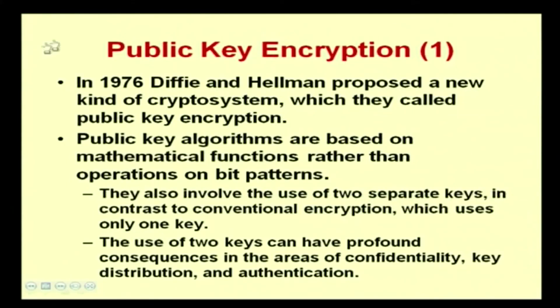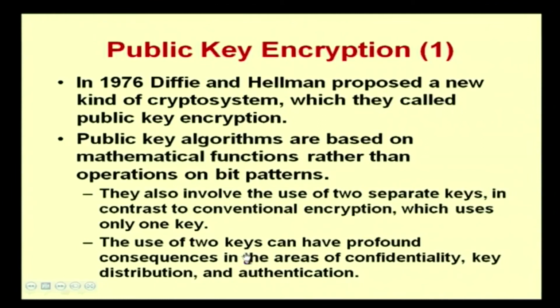This is a famous public key encryption algorithm proposed by Diffie and Hellman in 1976, a new kind of cryptographic system which they call public key encryption. Public key algorithms are based on mathematical functions rather than operations on bit patterns. So, he is trying to say how this is different from DES. They also allow the use of two separate keys, in contrast to conventional encryption which uses only one key.